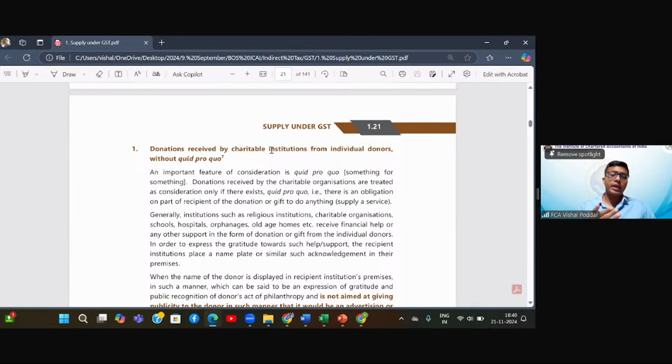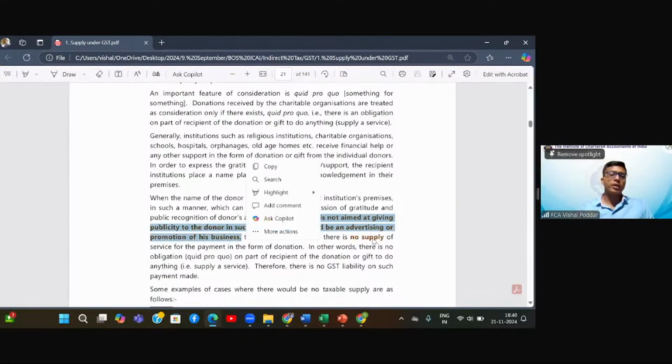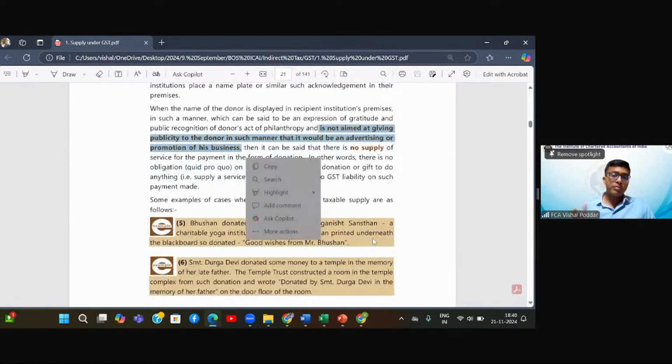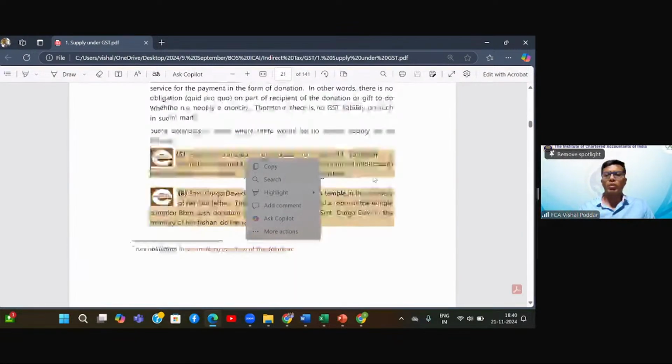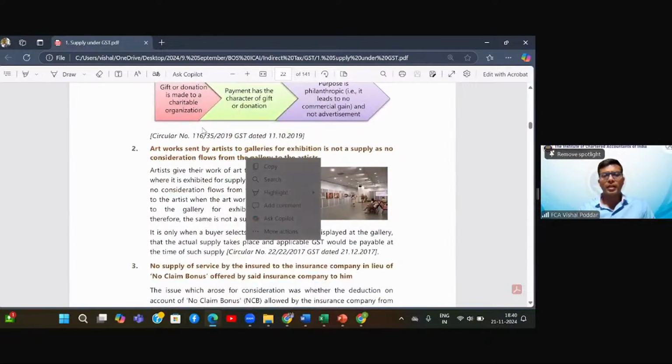Here again, a point is clarified that where I give a donation and the charitable institution is putting my name somewhere in their premises, whether this will amount to a supply, the answer is no, until and unless by putting that name, I'm getting some benefit for my business. So this is what is highlighted. Unless it is aimed to give benefit to my business by advertising my business, simply putting my name is only a social recognition. It will not be a supply. So this has been clarified by this circular.